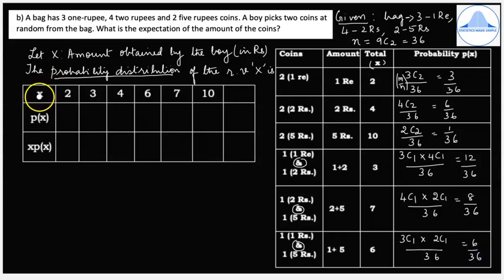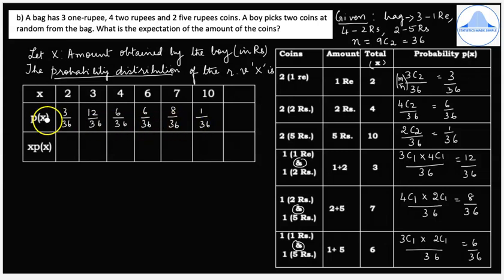So in the table, the x values will be 2, 3, then 4, 6, 7 and 10. That is what I've already written here. Then let us write down carefully what are the corresponding probabilities. So for 2, it is 3 by 36. For 3, it is 12 by 36. For 4, it is 6 by 36. For 6, again, it is 6 by 36. For 7, it is 8 by 36. And for 10, it is 1 by 36.